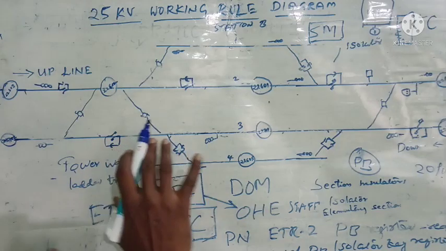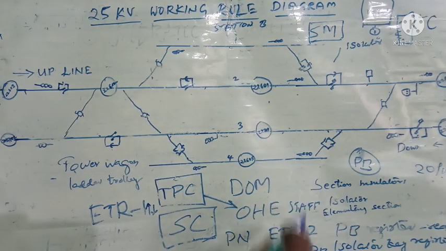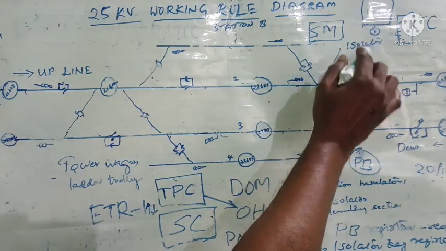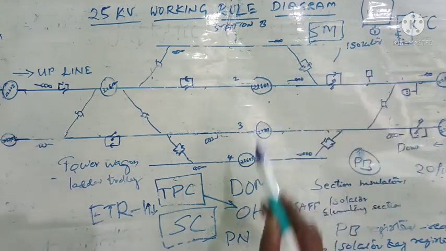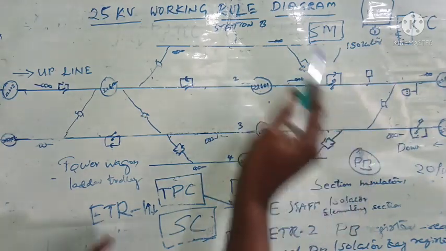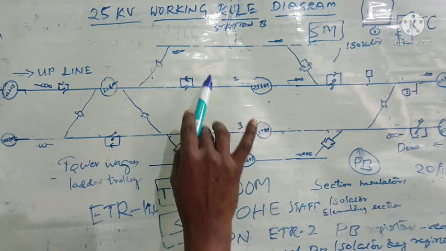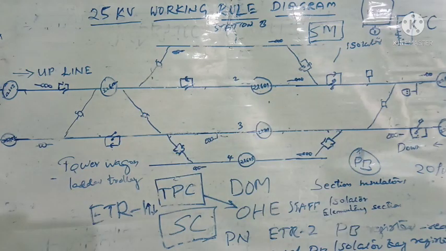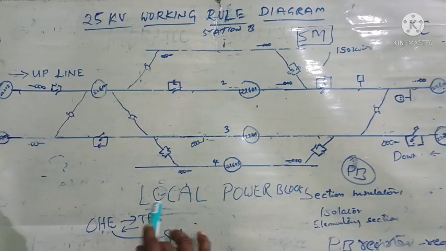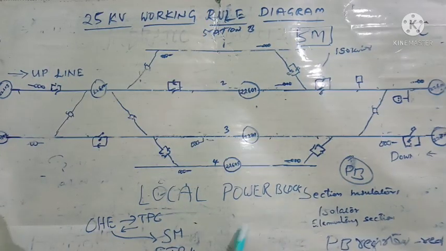station master. So in these three cases, that is, in the case of the OHE isolator key box, in the case of the relay room key, and in the case of monsoon patrolling, this list should be available with the station master. Okay, now we will come to local power block.